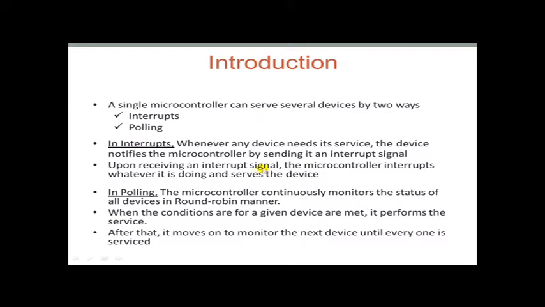That means when an interrupt signal is provided to the microcontroller, it will give priority to it, stop the present work and serve the interrupt. In polling, the microcontroller continuously monitors the status of all the devices in round-robin manner. When the conditions for a given device are met, it performs the service. After that, it moves on to monitor the next device until everyone is serviced.